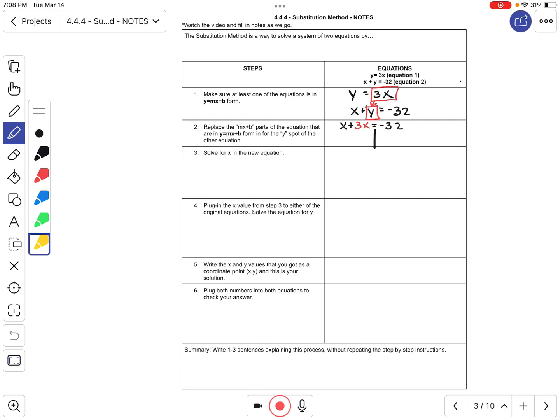Part 2 is where we do the actual substitution, the replacement. So we had this equation of x plus y equals negative 32, and you can see that I boxed the y in the second equation and the mx. There's no b here. And I'm going to rewrite the second equation, x plus y equals negative 32, except where there was a y, I'm going to replace it with all of the mx plus b from the other equation. So y did equal 3x.